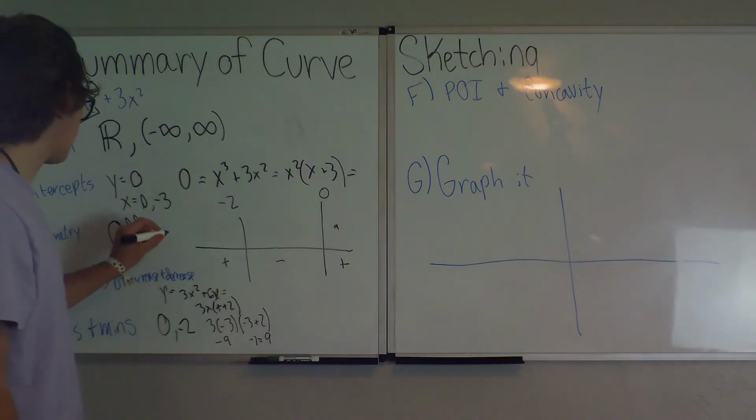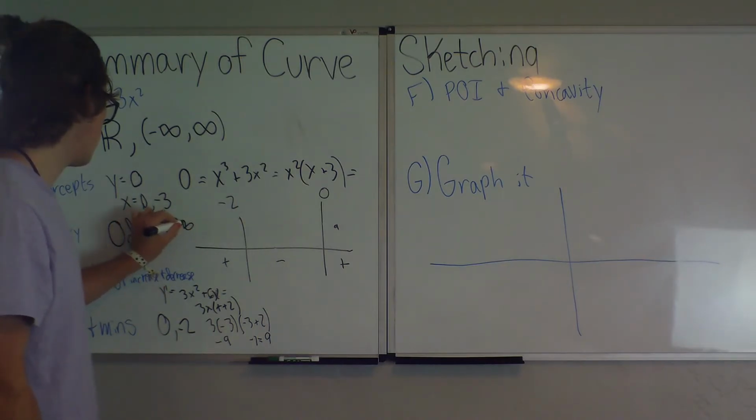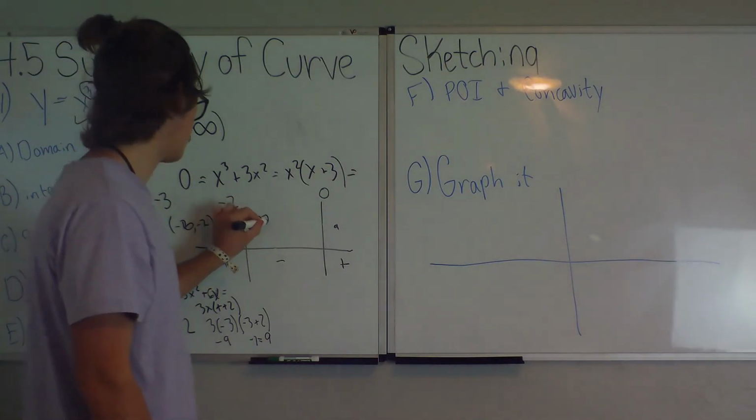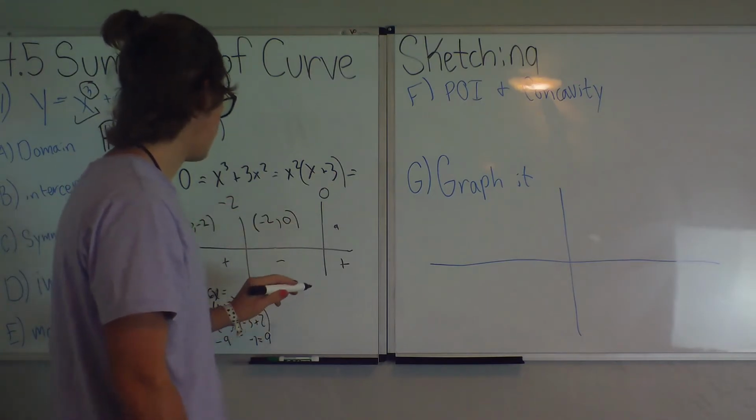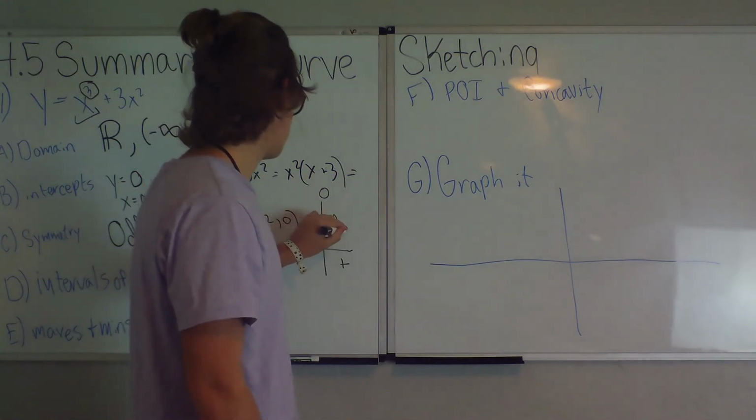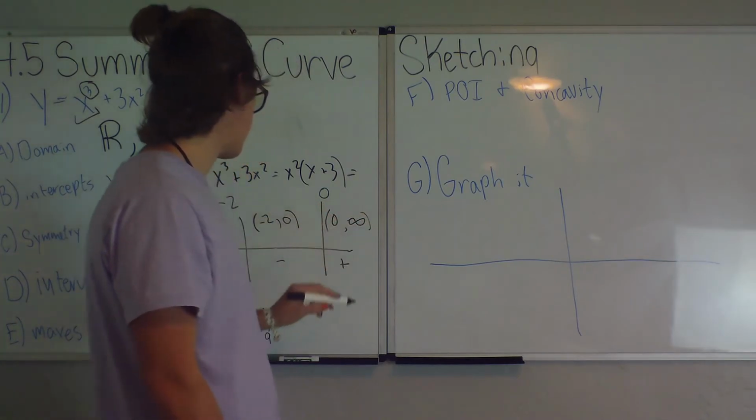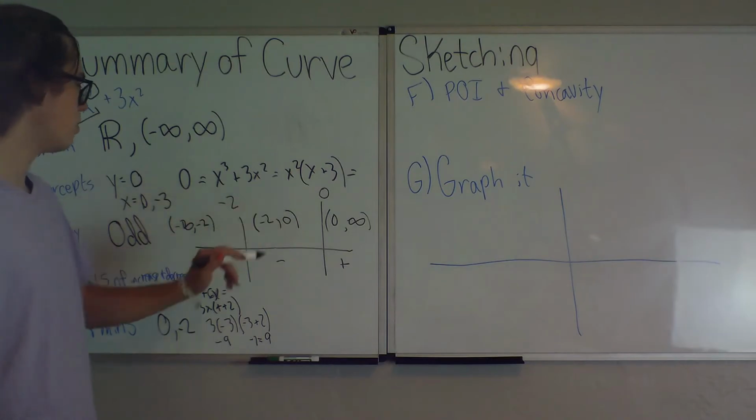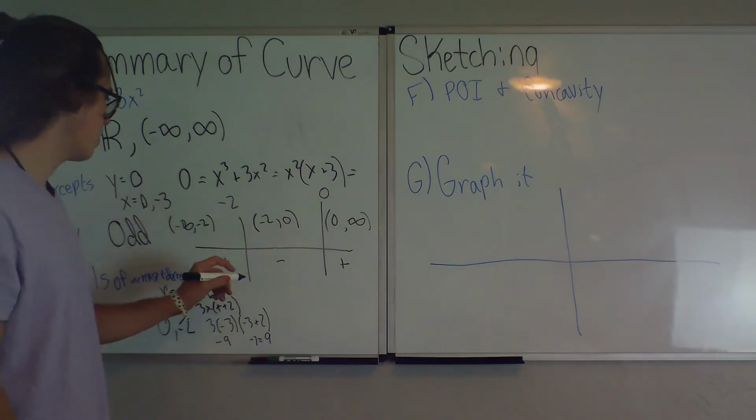It's increasing from negative infinity to negative 2, decreasing from negative 2 to 0, and increasing from 0 to infinity. And we have our maxes and mins because we know 0 is a minimum. How do we know this? A local minimum. How do we know this?